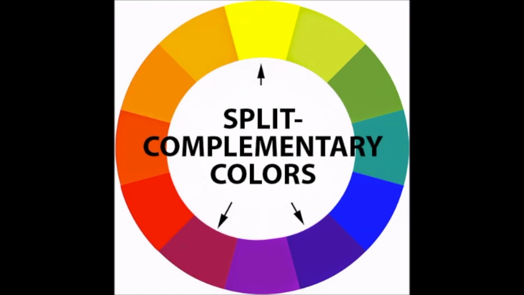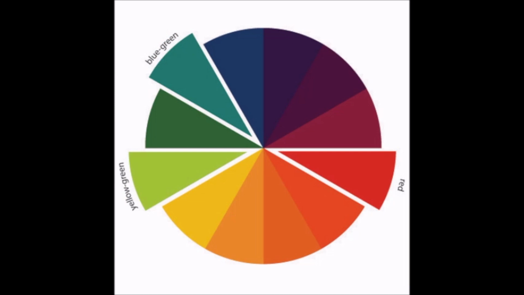The next concept we'll cover in color harmony is the split complementary color scheme. The split complementary color scheme is a variation of the complementary color scheme. In addition to the base color, it uses the two colors adjacent to or next to its complement. So in this example, we have a yellow base with a red-violet and a blue-violet split complement. And in the following example, we have a base color of red being used with yellow-green and blue-green.